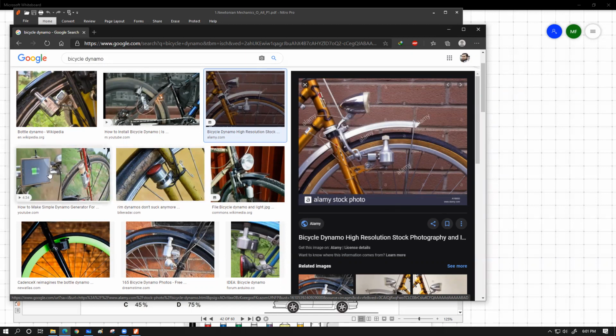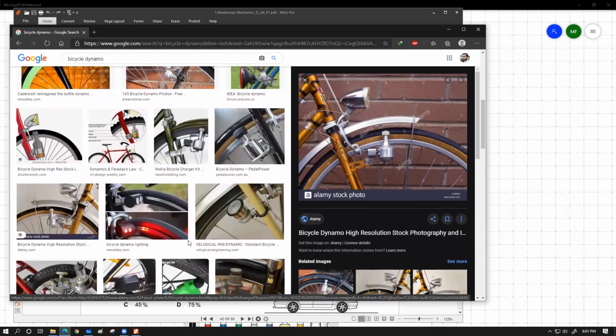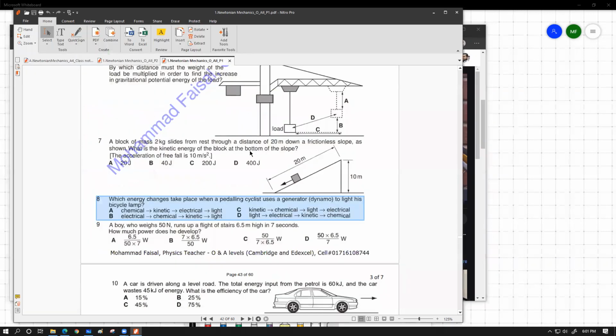With appropriate design, appropriate electronics, you can also use it to charge up your cell phone devices. For example, one of the examples is over here. Or you can use it to give some blinking lights for safety, and so on and so forth. So in this case, it says: which energy change takes place when a pedaling cyclist uses a generator/dynamo to light his bicycle lamp.